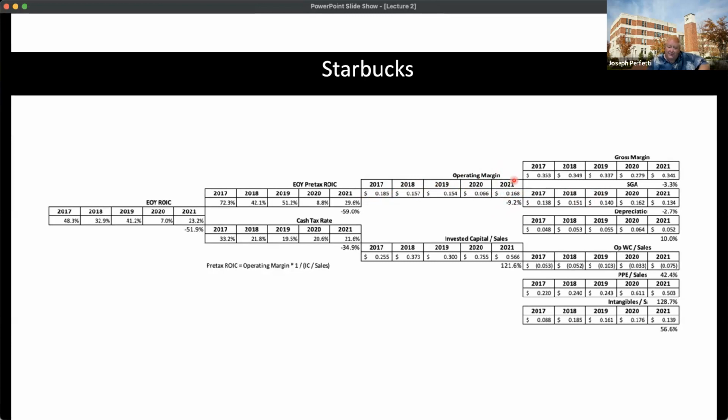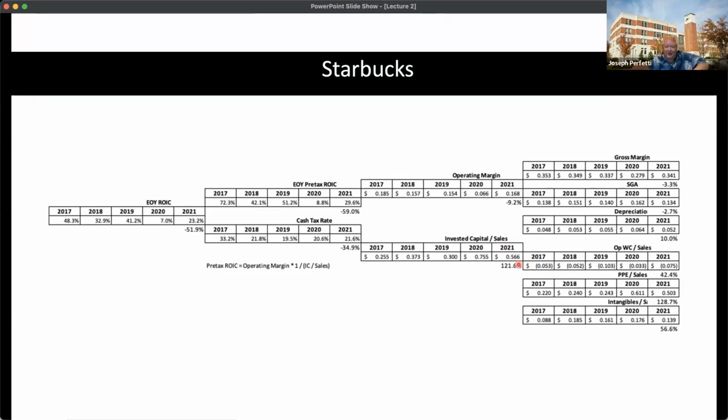The third item is invested capital to sales. In 2017, they spent 25.5 cents of investment on their balance sheet to drive a dollar of sales of operations. Operating investment on the balance sheet per dollar of sales in the operations. In 2021, to sell the same products, they had to spend 56.6 cents of balance sheet to drive a dollar of sales. Is that better or worse? 5 years later, between 2017 and 2021. That is much worse, as Avery said in the chat.